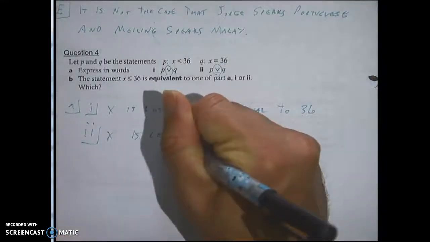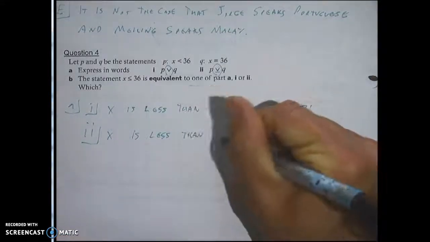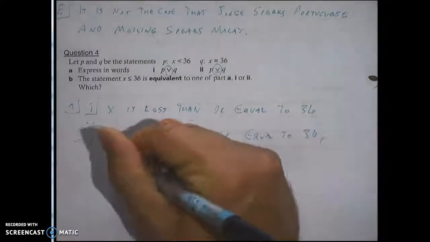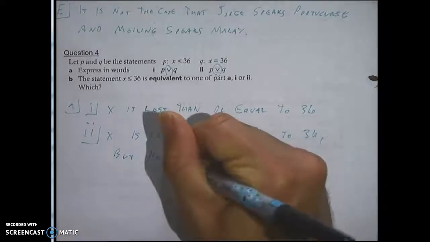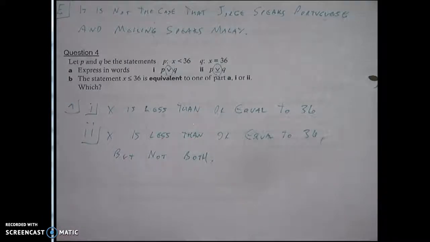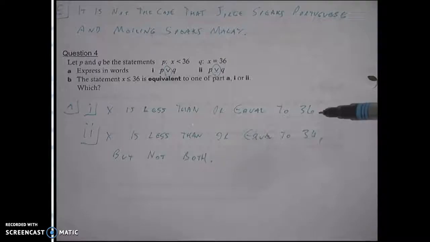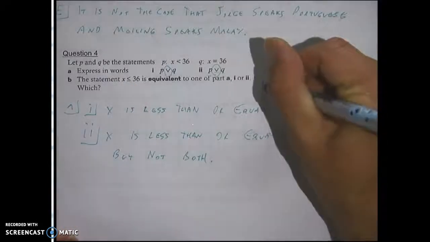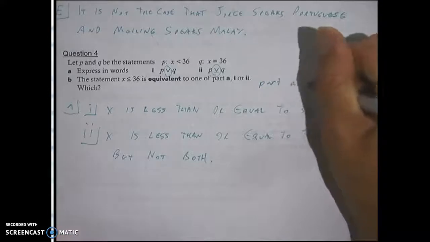In part 2, it's almost identical. X is less than or equal to 36, but not both. And of course, this is the exact way we read this statement right here. X is less than or equal to 36. So that's equivalent to part A, part 1.